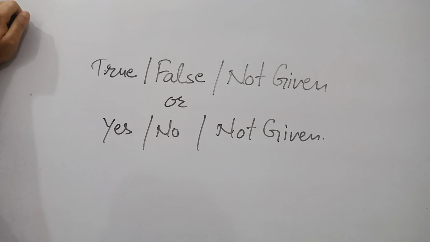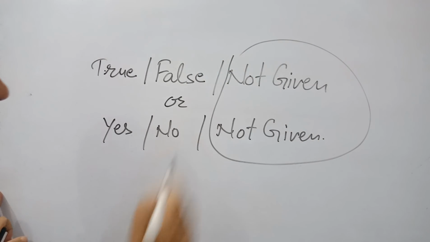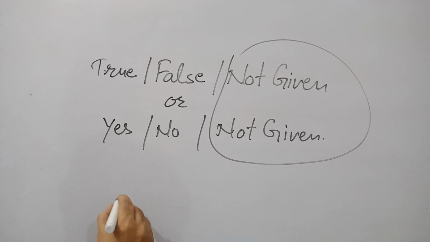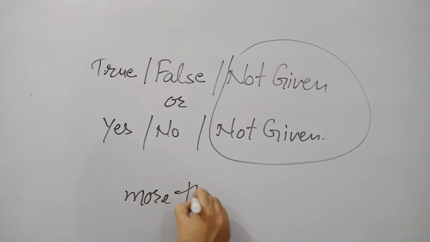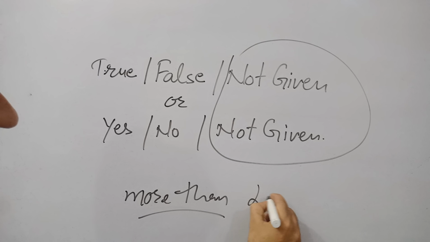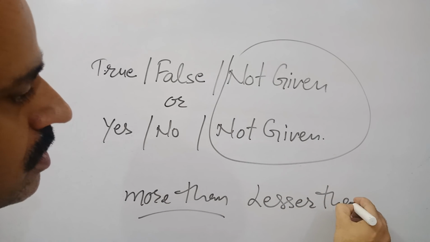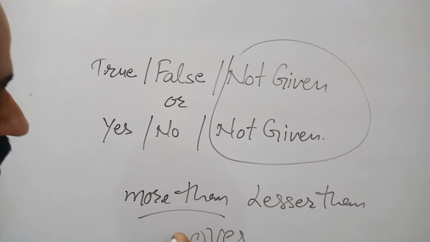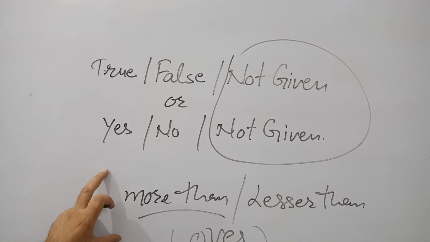Suppose you have questions like true, false, not given, or yes, no, not given. In such cases, it's very easy to find out the not given answer. Not given answer will be related to that statement which shows comparison, like more than. If the statement has words like more than or lesser than or over, when you find such words in the statement of true, false, not given, or yes, no, not given, you need not read from the passage. You can directly write them as not given.